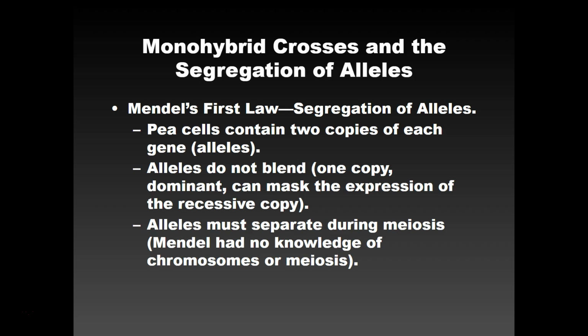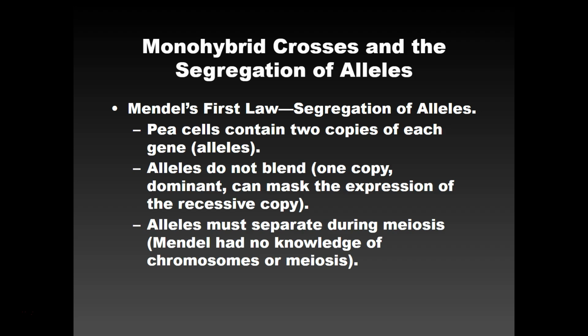So on to Mendel's laws. We have this idea of segregation of alleles. So alleles you can kind of think of as trait. Pea plants contain 2 copies of each gene. Those individual copies are called alleles. Remember, you got one set of alleles from your mom, you got one set of alleles from your dad, and so you have these 2 different copies of these alleles.